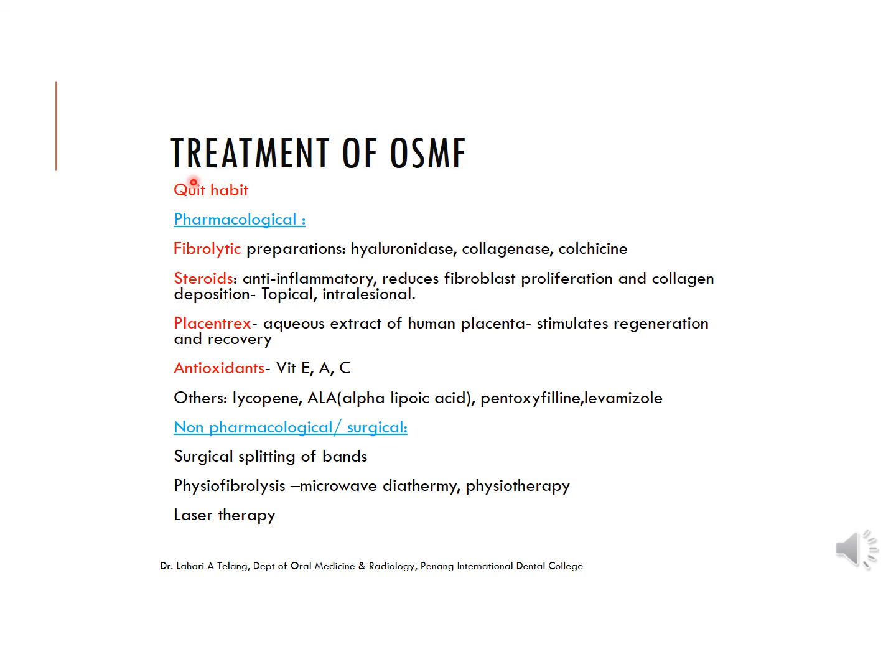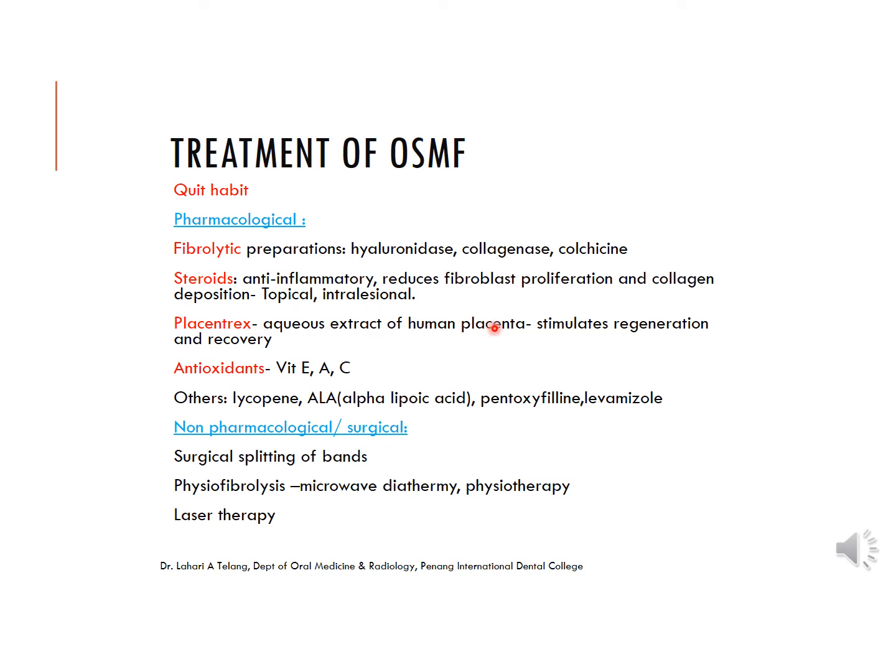So the pharmacological methods of treating would be giving fibrinolytic preparations like hyaluronidase, collagenase, colchicine, steroids, which are anti-inflammatory and reduce fibroblast proliferation and collagen deposition. They can be either topical or injected in and around the area where the lesions are seen. Intralesional injections can be given.